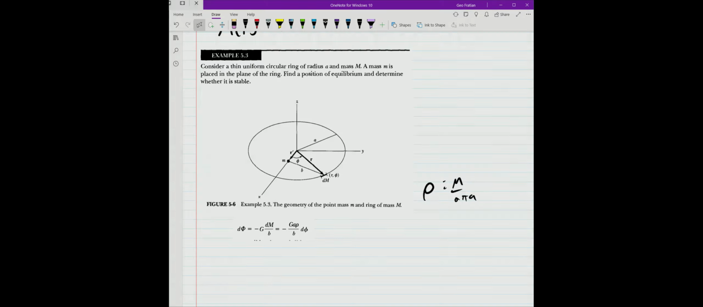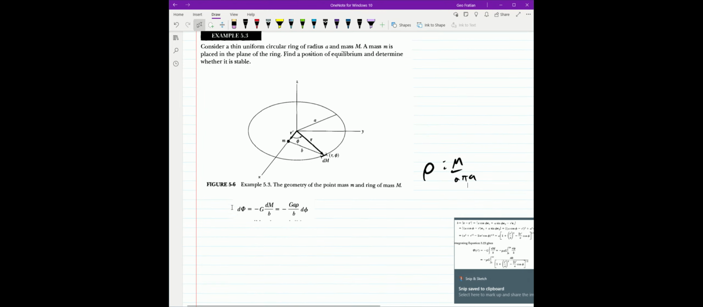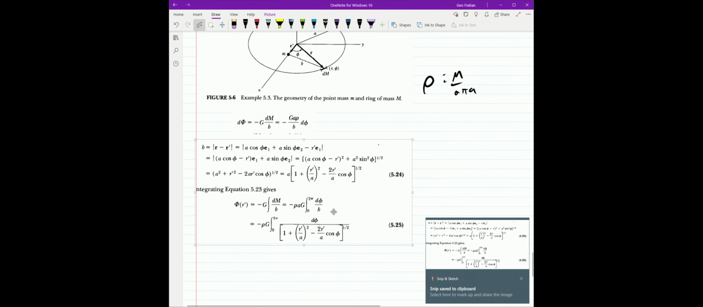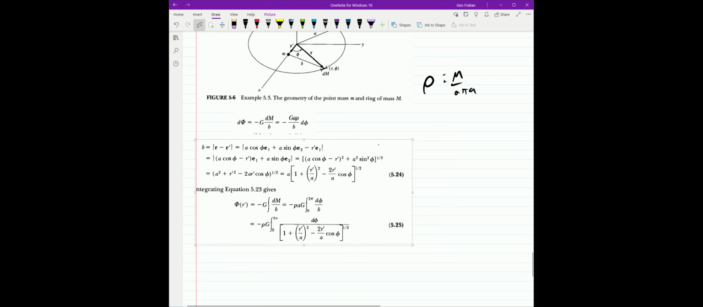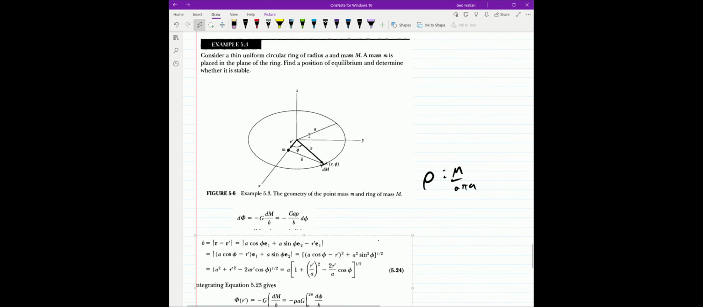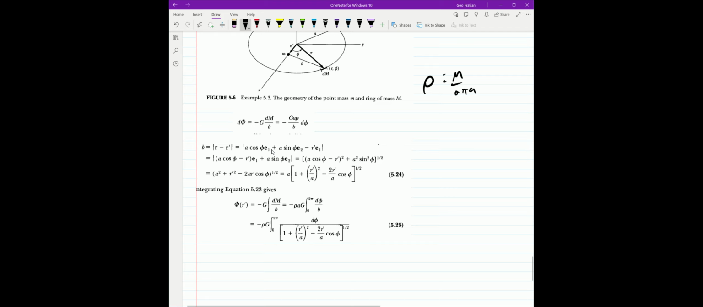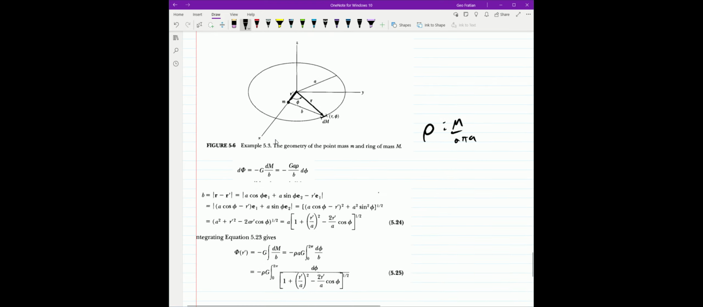With a bit of math, which let me just put up on the screen, since I don't think it's worth me writing in bad handwriting, we can allow r and r prime to be position vectors to dm and m right here. So r prime goes to little m, big r goes to dm, and then from there we can solve for b. b is just the difference of these two vectors, because they make a triangle. And then we can solve what b is in terms of r prime, and we get this function right here.